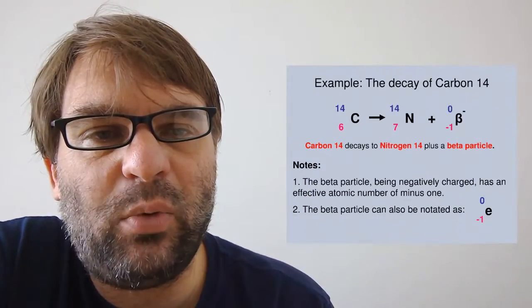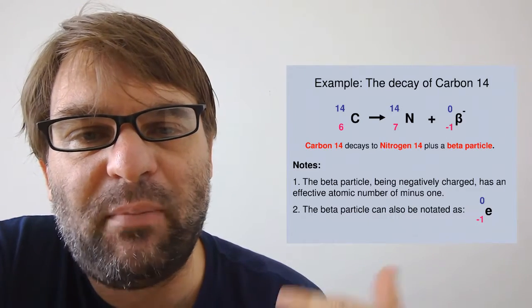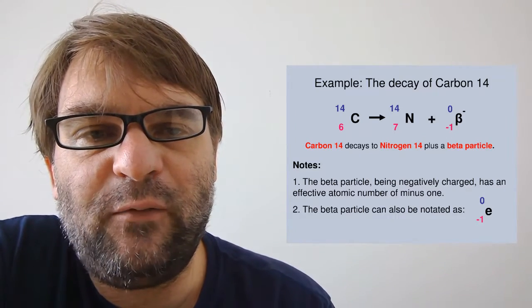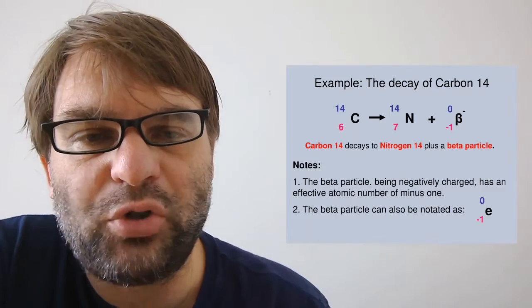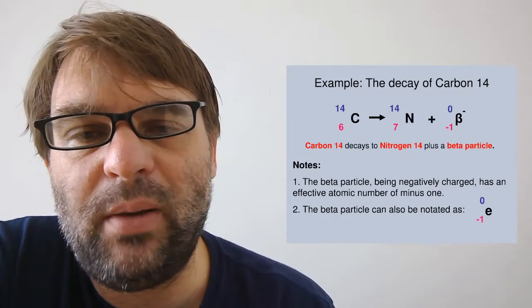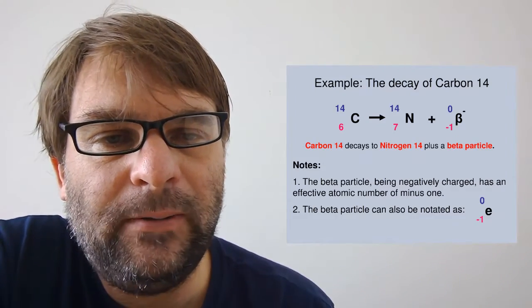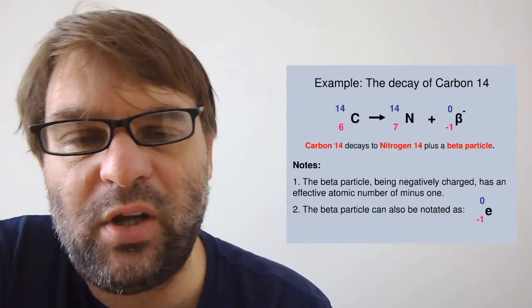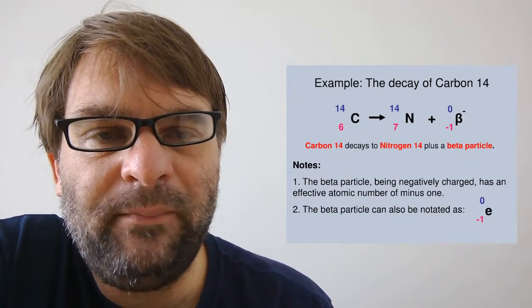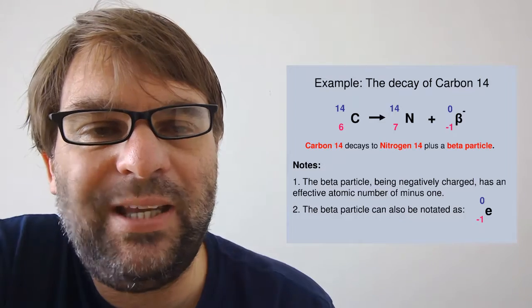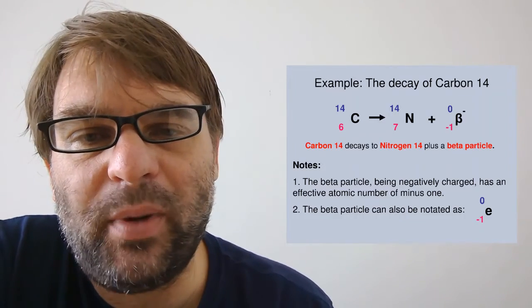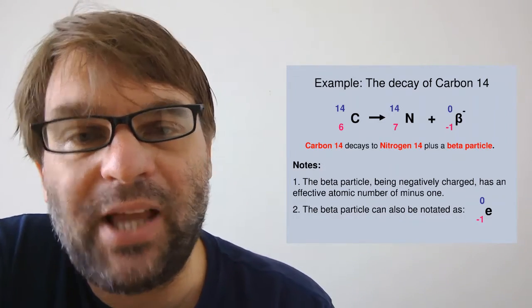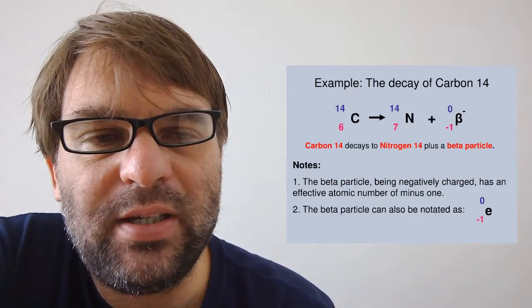An example there would be the decay of carbon-14. So carbon-14 decays. It forms nitrogen, because the proton number increases by 1, but it also emits a beta particle. Okay, so again, the mass on one side of the equation equals the mass on the other side, because 14 plus 0 equals 14. And also the atomic numbers stay the same, because 7 plus minus 1 equals 6.